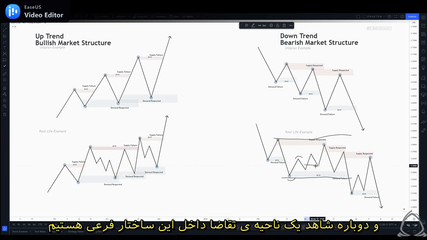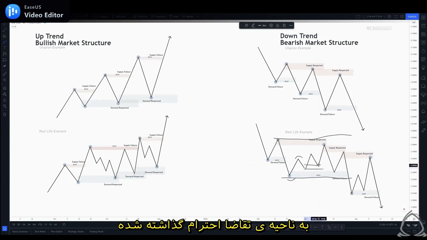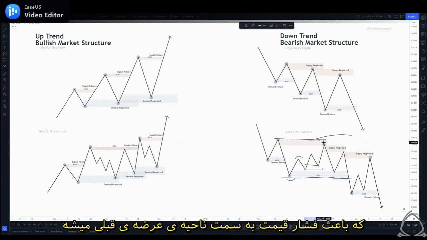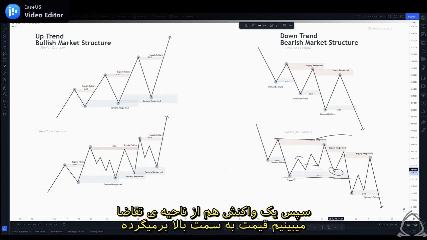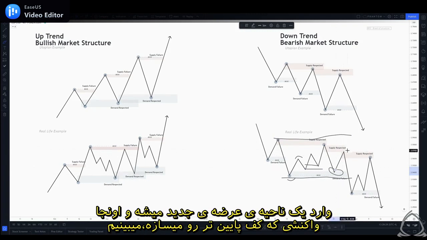And what we would see again is a demand zone being created within this substructure, respects the demand zone, which pushes it to the previous supply zone, which we see a reaction from, which moves price down. We then see a reaction of the demand zone, price moves back to the upside, taps into a newly created supply zone, and then that's where we see price react, creating a lower low.